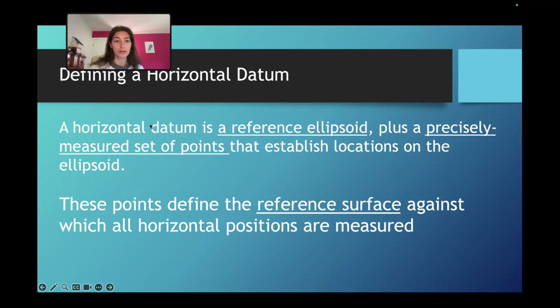So we have a horizontal datum here, and this is a reference ellipsoid and a precisely measured set of points that establish locations. So we have this ellipsoid, this projection, and the datum also gives us these precise points of measurement so we know where things are in relation to this shape, this ellipsoid that we're utilizing. They define a reference surface against which all horizontal positions can be measured.